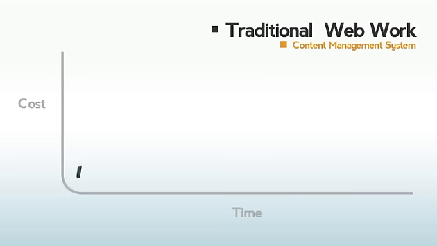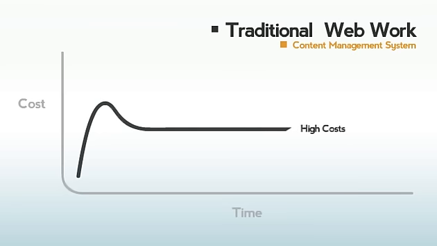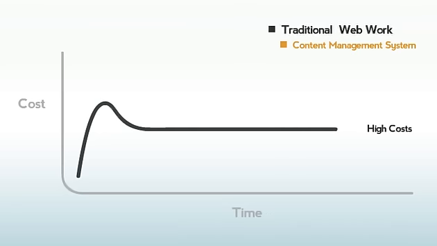Here's what to consider when weighing the pros and cons of traditional web work versus using a CMS. In traditional web work, most of the costs are at the beginning when the site is being built. Then, depending on the frequency of updates, moderate to high costs are associated with changes and updates which have to be executed by a web company.